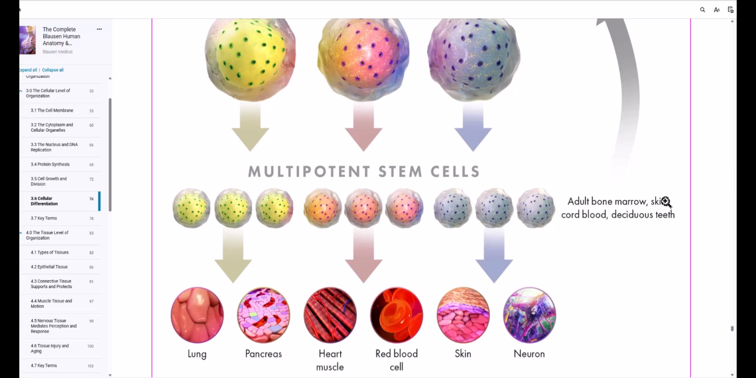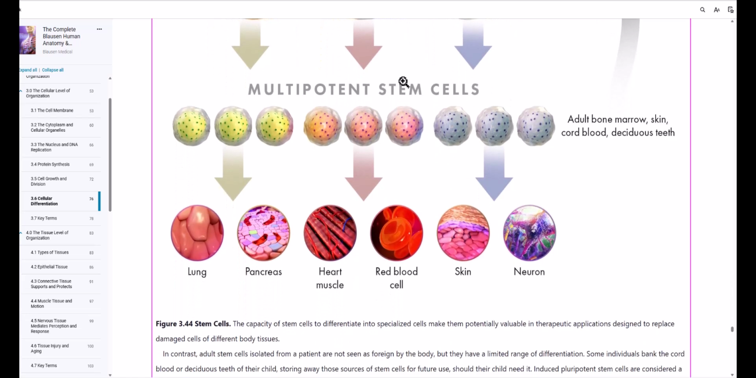Your bones also have these cells. Teeth have these cells. You may have heard of people who save their kids' umbilical cord blood. Again, those cells are multipotent and could be in the future used as our ability to use these cells increases. And then those multipotent cells, remember, go on to be oligopotent. That's not shown in this diagram.